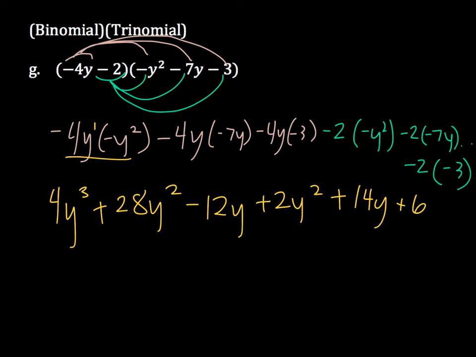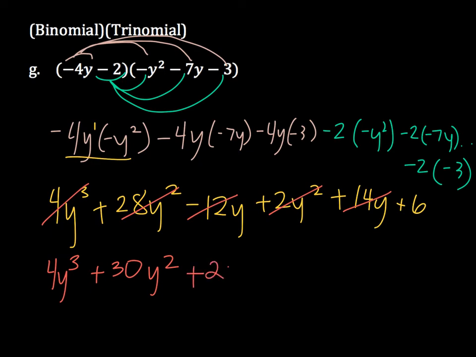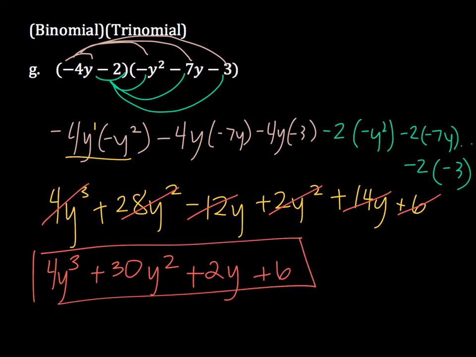Some people like to cross out things as they work. So we have a 4y cubed. I have 2 squareds, 28 plus 2, I know it's going to be 30. 2 just regular y's. Negative 12 plus 14 is positive 2y. And we have plus 6. And I cross out to make sure that I don't forget anything at the end, and to also make sure that I don't use anything twice.